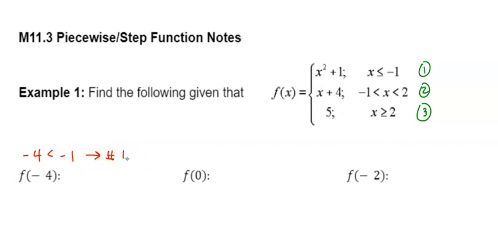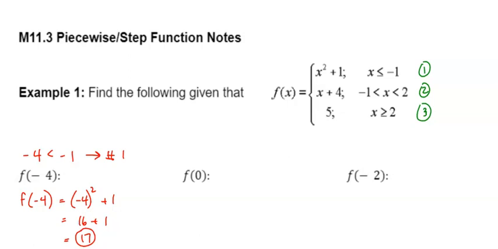Since I am going to look at the first equation, I'm plugging negative 4 into x squared plus 1. So f of negative 4 is going to equal, and again, when inside is your input, everywhere I see an x in that first function, I'm going to replace it with negative 4. So it becomes negative 4 squared plus 1. Anything squared is positive, so this becomes positive 16 plus 1, which is 17. So the value of this piecewise function at negative 4 is equal to 17.